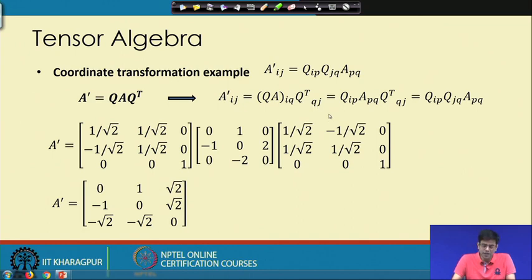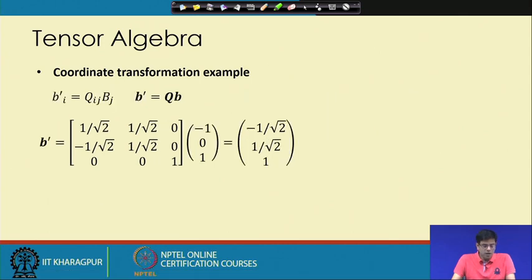How we can transform a tensor in a rotation of the coordinate system. Now, similarly, the vector is again b i prime. We can write q and b. This is a very well known result. So, we just multiply with the rotation matrix and this becomes the vector in the prime coordinate system.